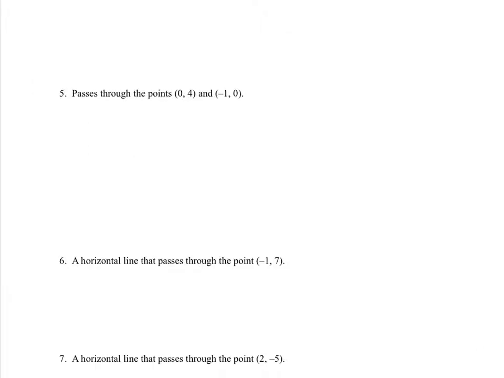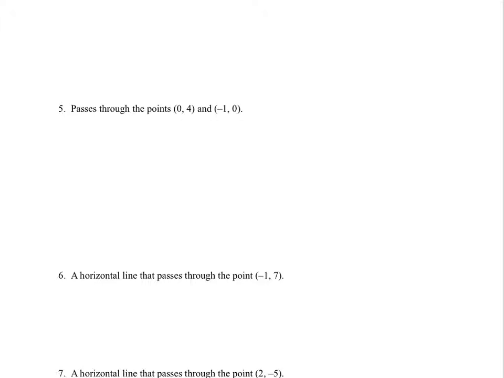You'll notice the next example is very similar to the one we just did, except this one is going to be a little bit easier because one of these ordered pairs has an x value of 0. That means when I look at this, I can see what my y-intercept is. Remember, 0, b is my y-intercept, so my y-intercept is 4. Now all I have to do is find my slope, and I'll be ready to write my equation.